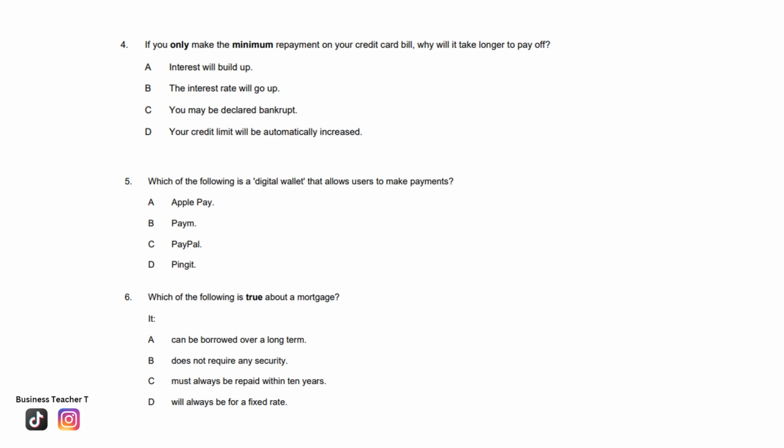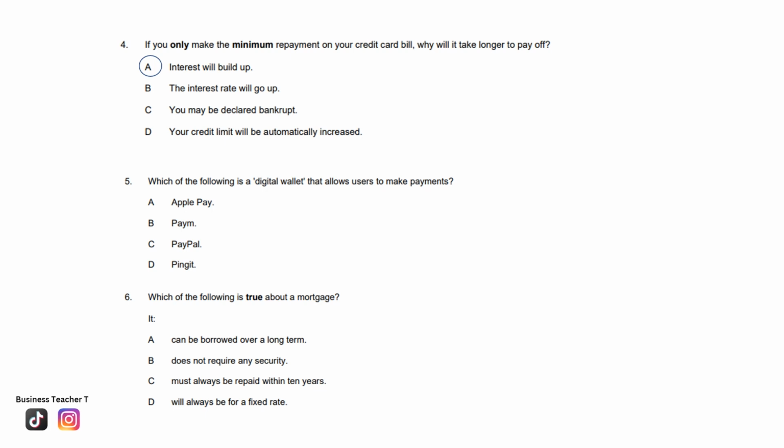If you only make the minimum repayment on your credit card bill, why will it take longer to pay off? A. Interest will build up. B. The interest rate will go up. C. You may be declared bankrupt. Or D. Your credit limit will be automatically increased. And the answer is A. Interest will build up.